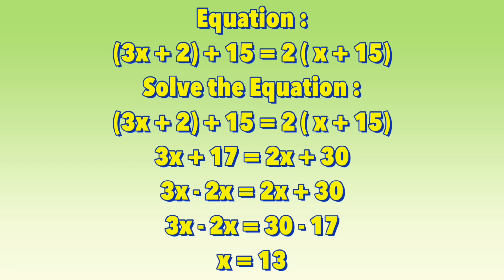Then simplify again. Before we simplify, we're going to transpose all the variables to the left side of the equation and the constants to the right side. So 3x, then we transpose 2x to the left side, and it becomes negative 2x, equals 30. Then we transpose the positive 17 to the right side of the equation, and it becomes negative 17. And we simplify: 3x minus 2x equals x, equals 30 minus 17 equals 13.